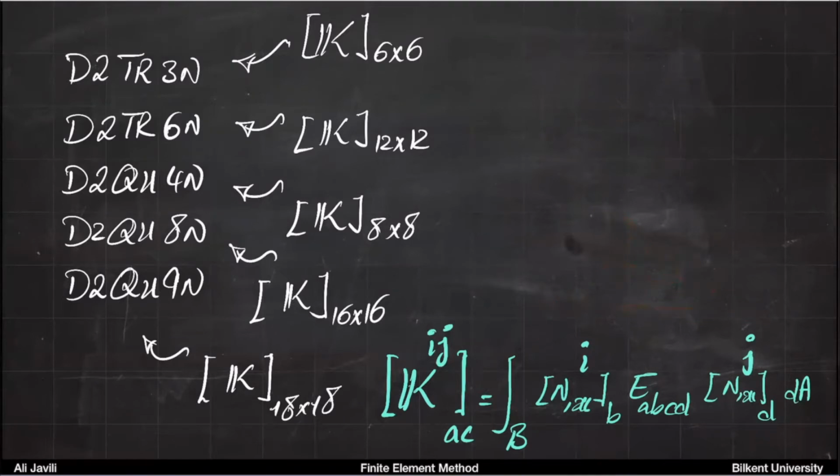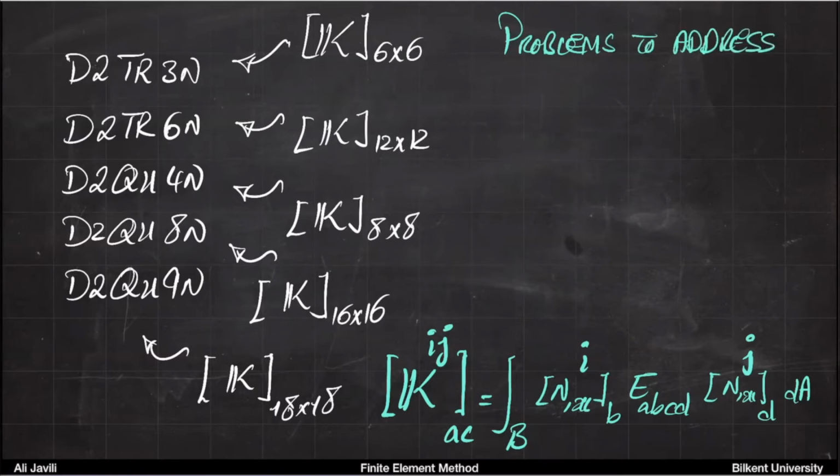So problem number 1 is there is an integral. So let me just maybe identify the problems so that we can solve them one by one. So there are 3 problems with this. One is that it is an integral. And then the answer to that is, okay, we need to go to Gauss quadrature.